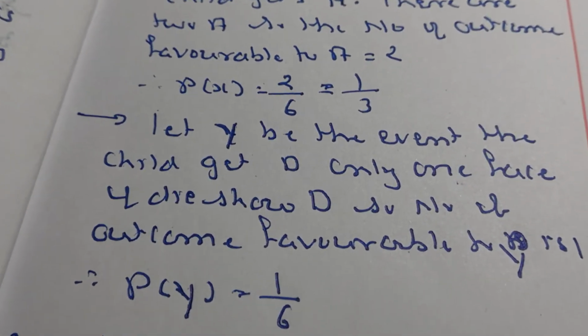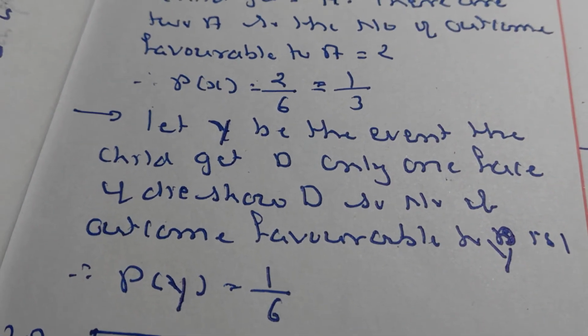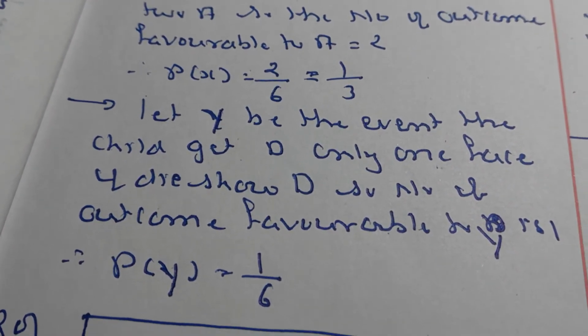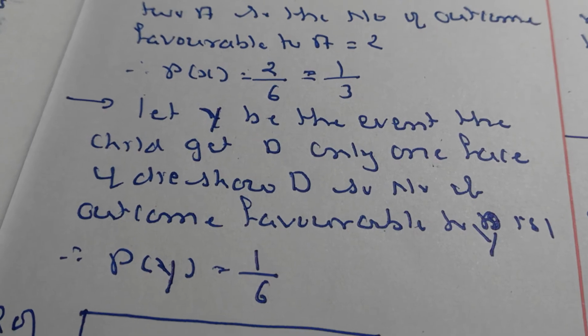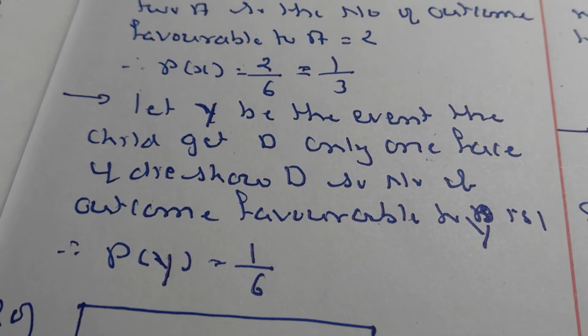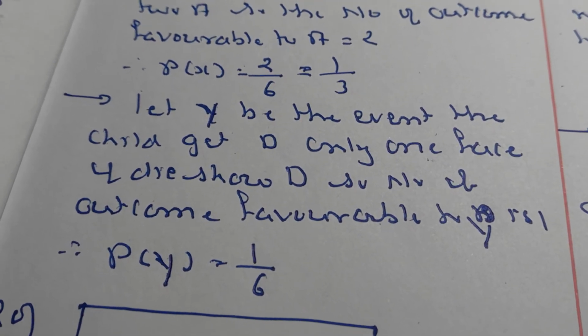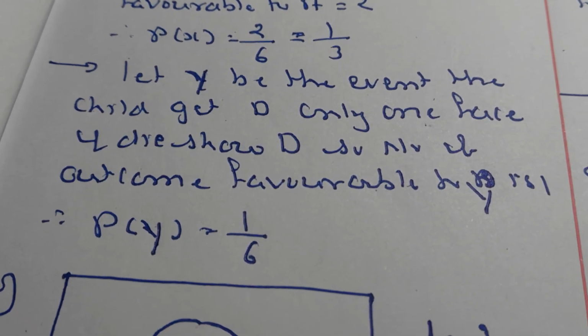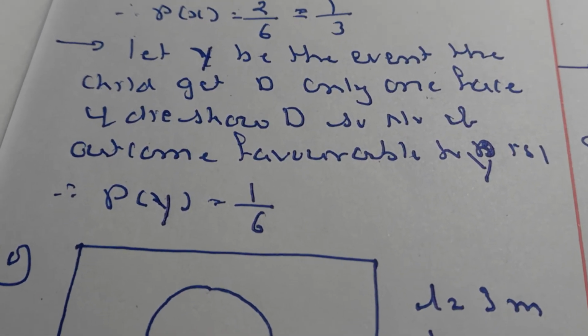Let Y be the event that the child gets D only on the face. Now only one face is having D on it. So the number of favorable outcomes will be 1. So P(Y) is equal to 1 upon 6.